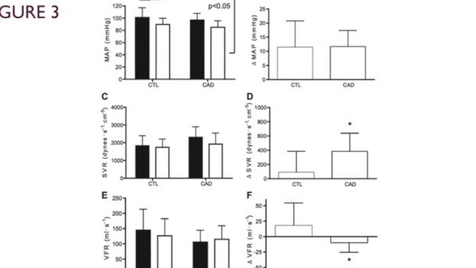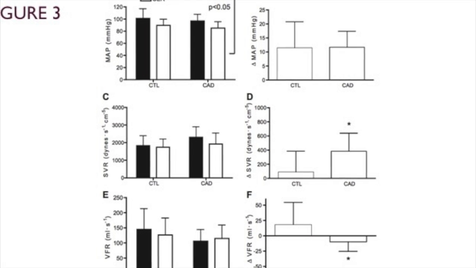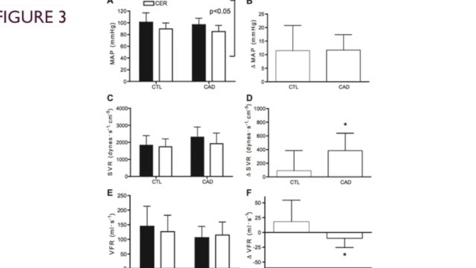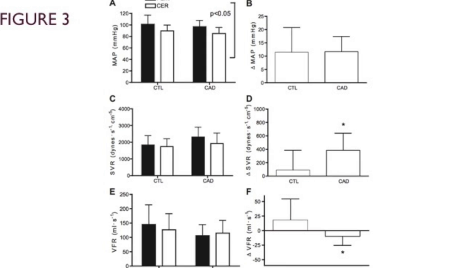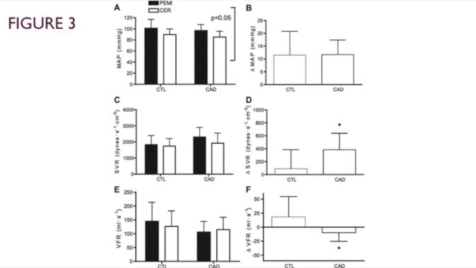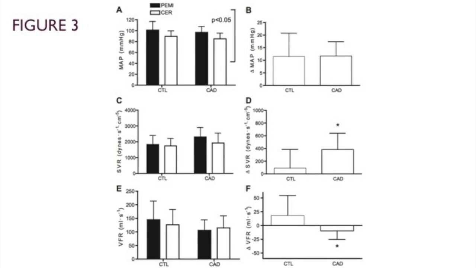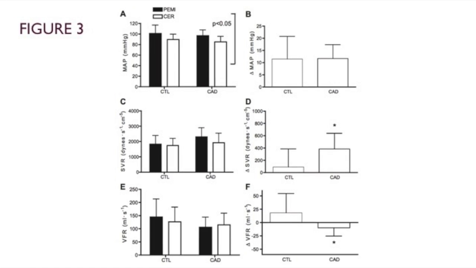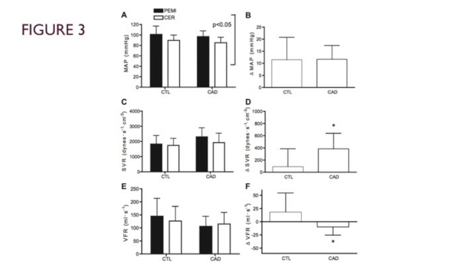In Figure 3, we are looking at the absolute values during both tests once again in response to mean arterial pressure, systemic vascular resistance, and ventricular filling rate between the two groups. Here, there was a significant difference in the mean arterial pressure between the two groups using the PEMI test, but not with the systemic vascular resistance or ventricular filling rate for either of the two groups with either test.